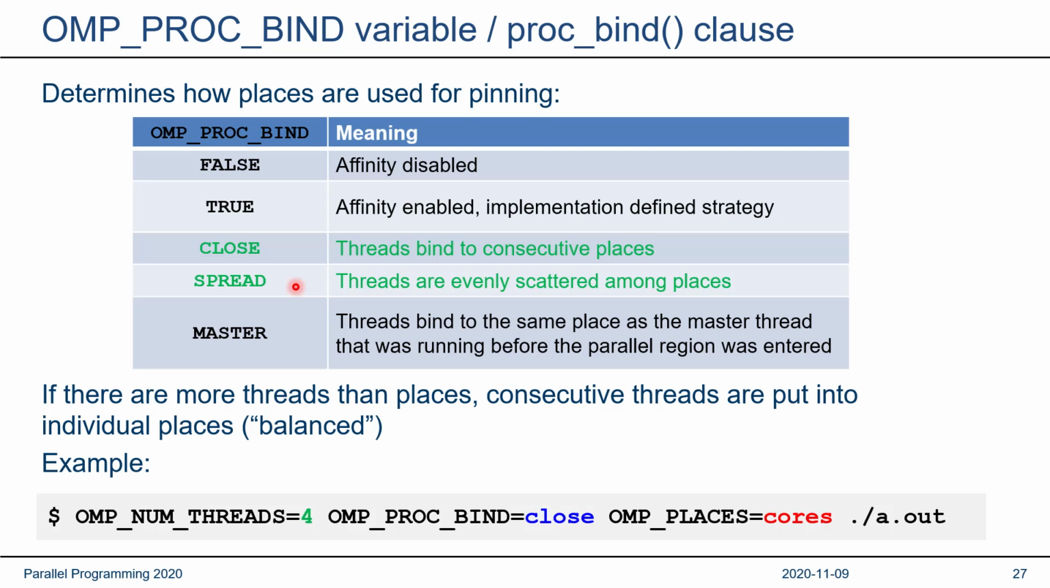So here's how you could use it in practice. You set the number of threads, 4 in this case. You set OMP_PROC_BIND to close, specifying that each new thread will be assigned the next place in the machine consecutively. And OMP_PLACES is cores, which says that a place comprises all the hyperthreads of a physical core. And then your binary.